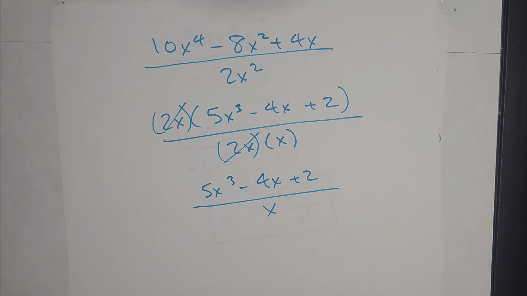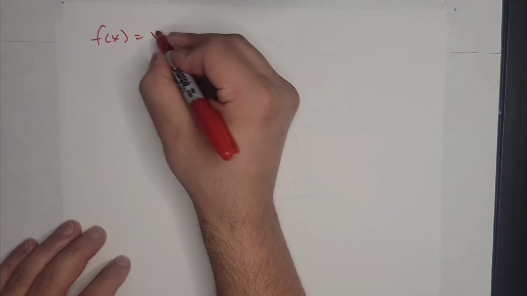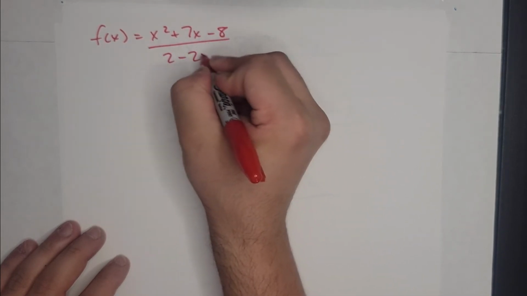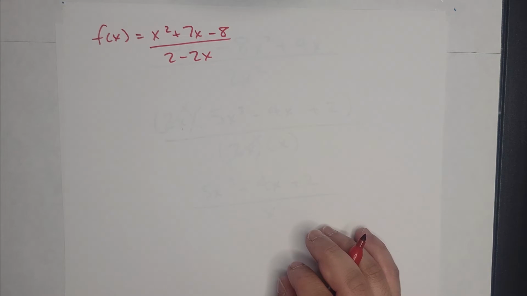Let's look at another one. Let's do maybe red. Let's do this one. x squared plus 7x minus 8 over 2 minus 2x.